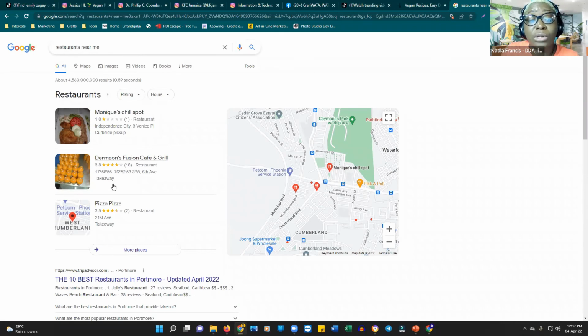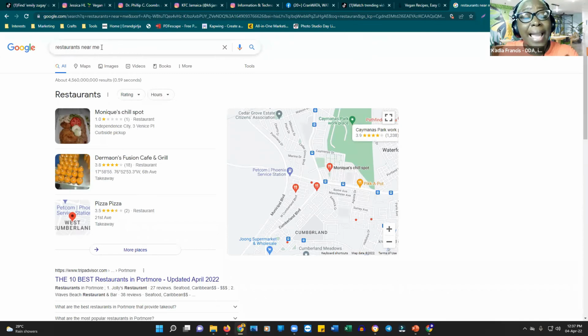This is also called location-based marketing. We're going to talk about that later as well, right? Or geo-tagging or geo-marketing, because sometimes they show up here because you added the terms near me.